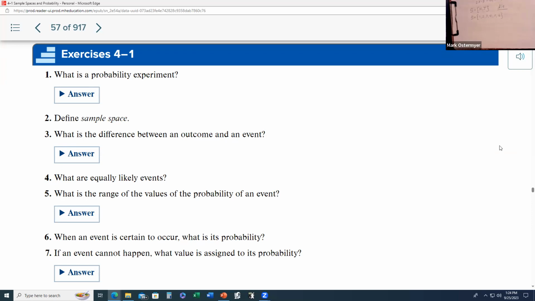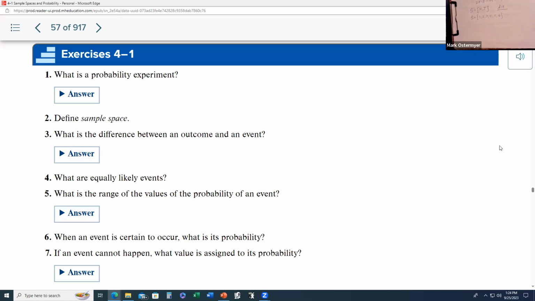Number 3. What is the difference between an outcome and an event? Anybody? Outcome versus event. An outcome is the result of a single trial of the probability experiment, but an event can consist of more than one outcome. For instance, if we roll a die once, the outcome could be a 1 or a 2 or a 3 or 4 or 5 or 6. It's just going to be one of those faces.